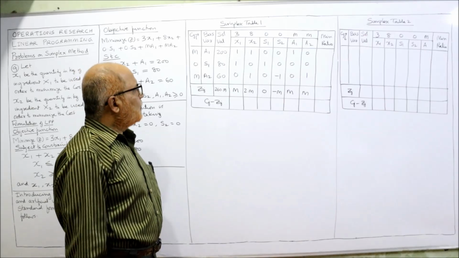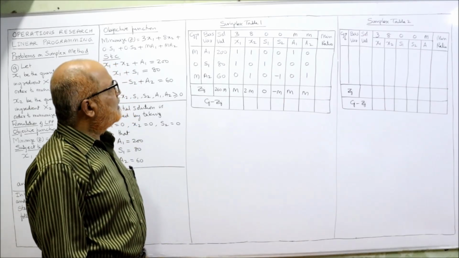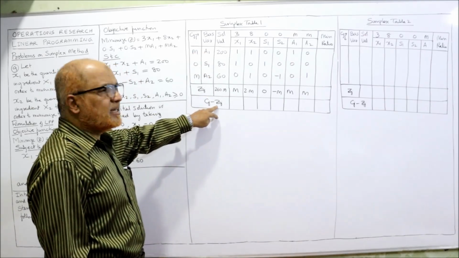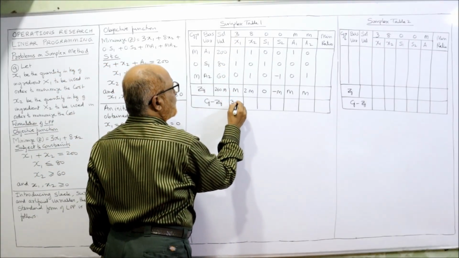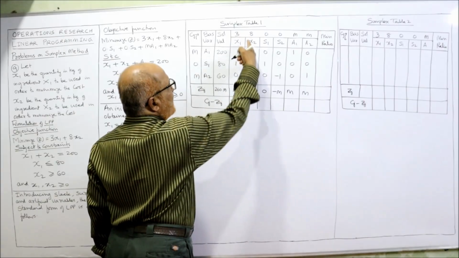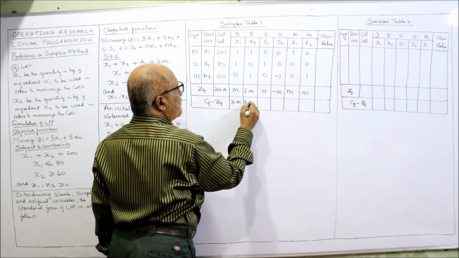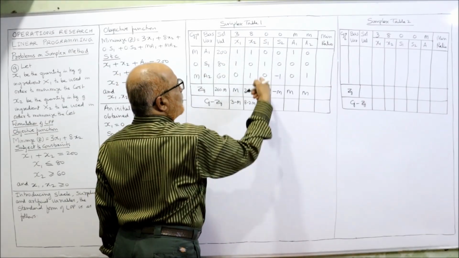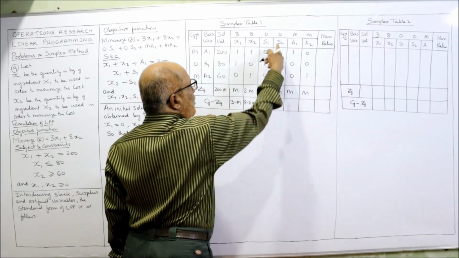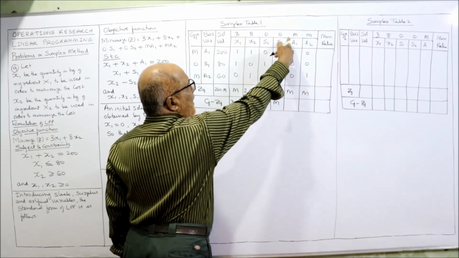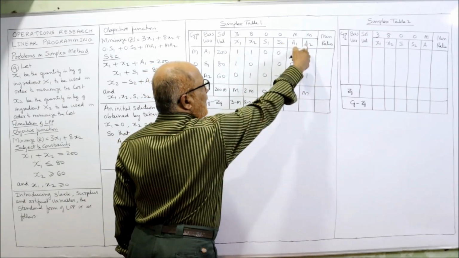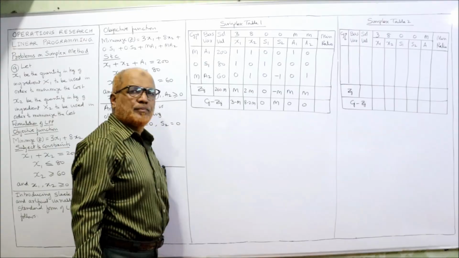Now we have to calculate the Cj minus Zj. So here it is 3 minus M. Here it is 8 minus 2M. Here 0 minus 0 is 0. 0 minus minus M, so minus into minus will become plus M. M minus M is 0, M minus M is 0.